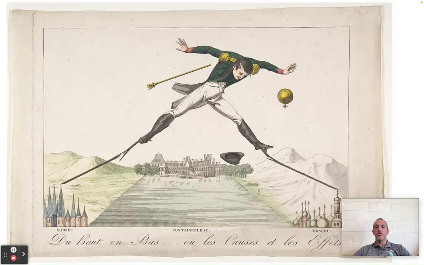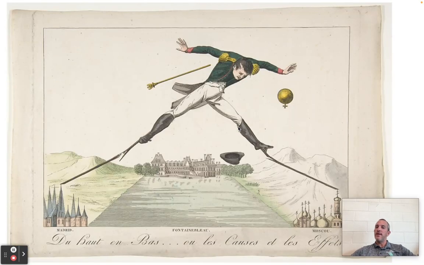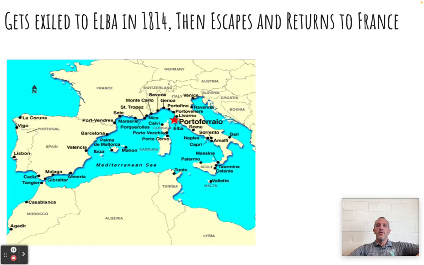And just a little political cartoon here. Here's Napoleon standing on these two stilts. This is Madrid in Spain, and this is Moscow in Russia. And coming back here, it's almost like this imaginary line from here to here. His empire got so big, he tried to conquer way too much, and the stilts couldn't handle the weight of what he had to do, and he falls into the river.